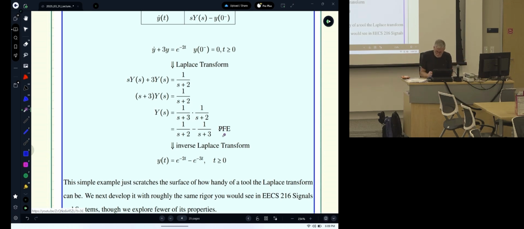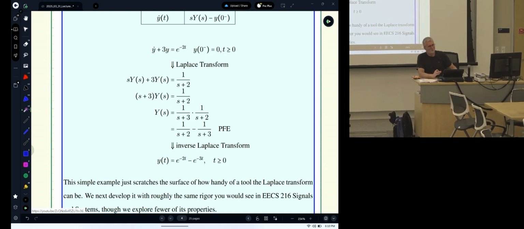Here, we use this trick from when we were doing antiderivatives of rational functions. We write it as a sum of first-order terms. And then from our table, e to the minus 2t and e to the minus 3t. And then the unit step is implied because I've got t bigger than 0. Does that make it seem smaller and more contained when you go back to that?